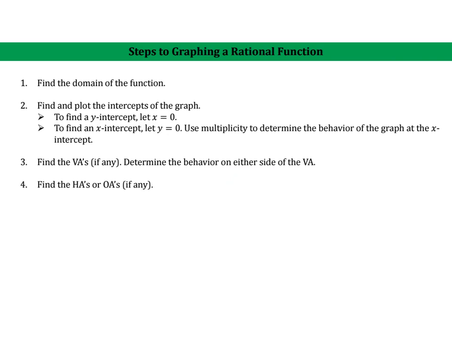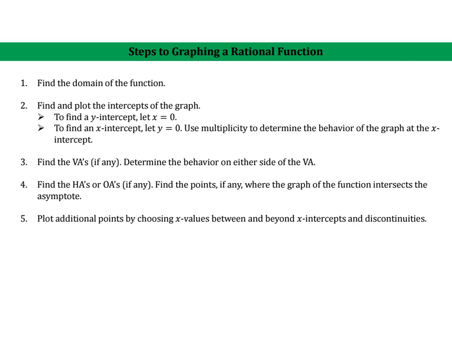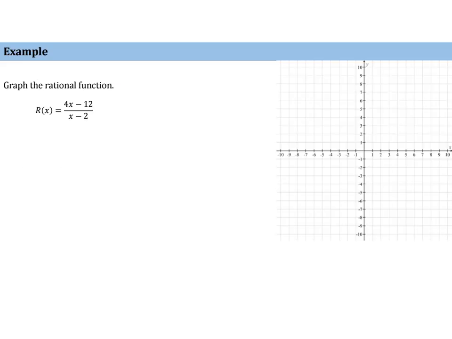Then we can find any horizontal or oblique asymptotes. Once we find any horizontal or oblique asymptotes, we can find any points of intersection between the graph and the asymptote. Then we will plot any additional points. Those points will be determined by choosing x values between or beyond x-intercepts and discontinuities. Then we will put all that together and graph our function. So let's take a look at an example.